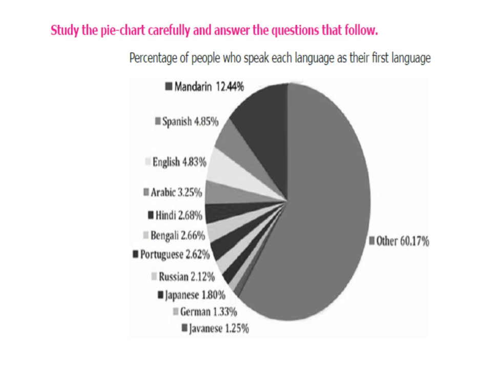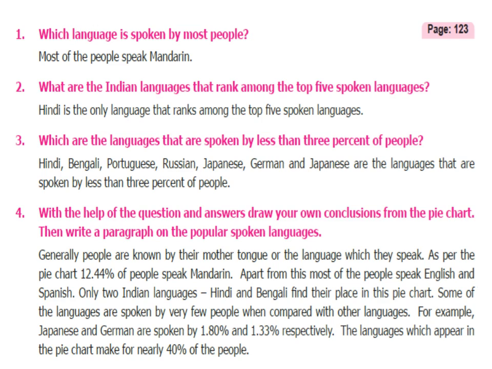Percentage of people who speak each language as their first language. Mandarin 12.44%, Spanish 4.85%, English 4.83%, Arabic 3.25%, Hindi 2.68%, Bengali 2.66%, Portuguese 2.62%, Russian 2.12%, Japanese 1.80%, German 1.33%, and then Javanese 1.25%, other languages 60.17%. Now answer the following questions.